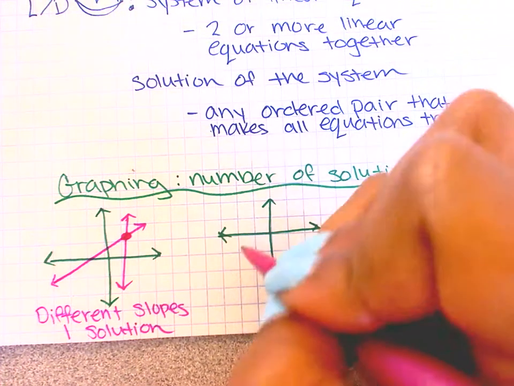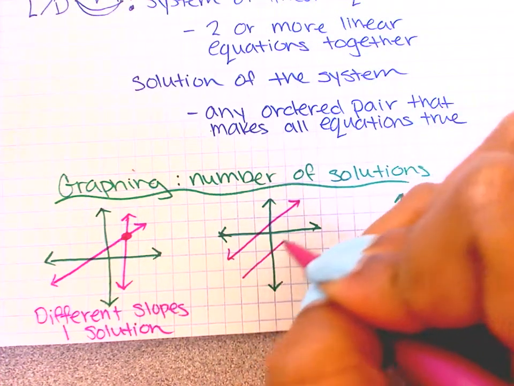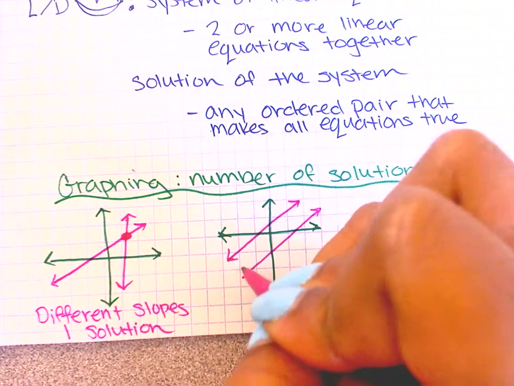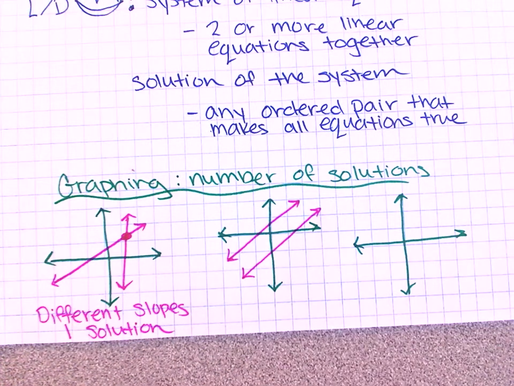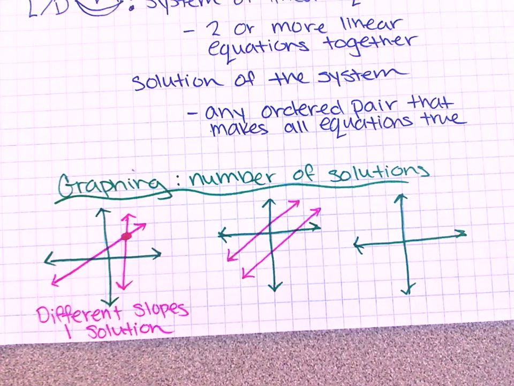Then on your next graph, you're going to have lines that are parallel to each other. These lines, do they have the same slope? Yes. Do they have the same y-intercept? No, they don't intersect at the same point on the y-axis. And they have no solution. They don't have a point that they meet.